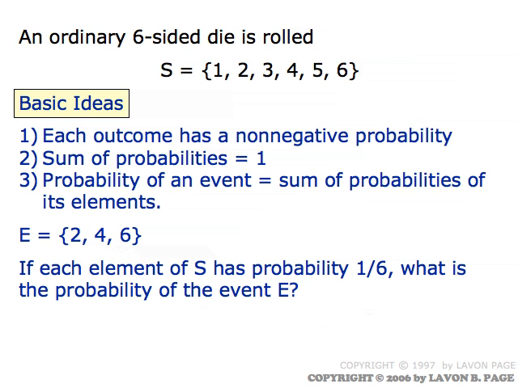So that's what we would take as the probability of getting an even number when we roll a single die. And that makes perfect sense. The probability is 1/2. We have 6 outcomes. 3 of them are even numbers.